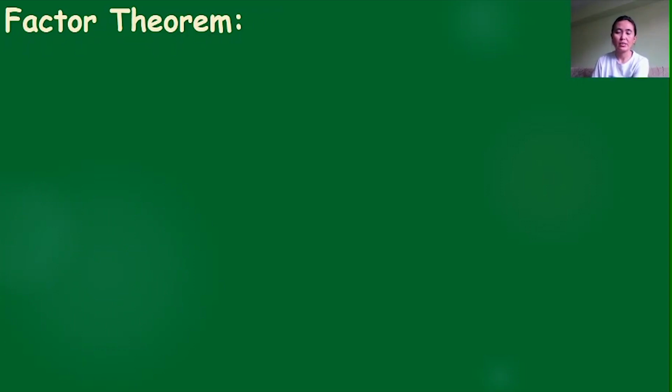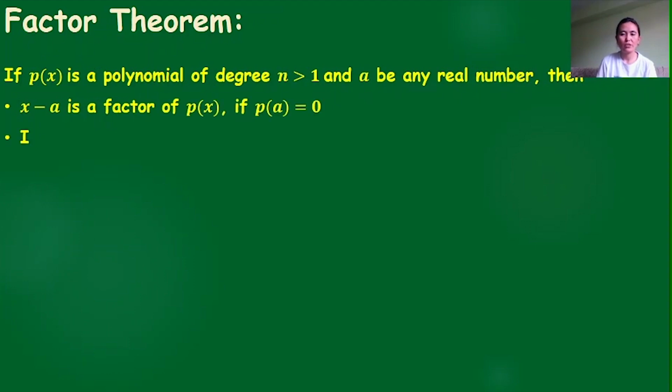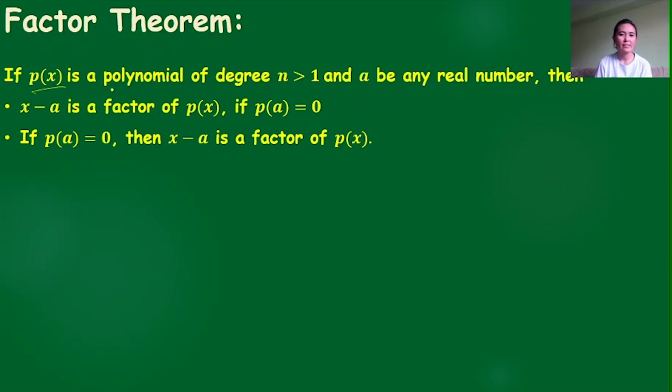Factor theorem, and let's state the factor theorem first. Now, if p of x is a polynomial of degree greater than 1, that is, the degree of p of x is greater than 1, and let a be any real number, then what it states is x minus a is a factor of the given polynomial p of x if p of a is equal to 0.